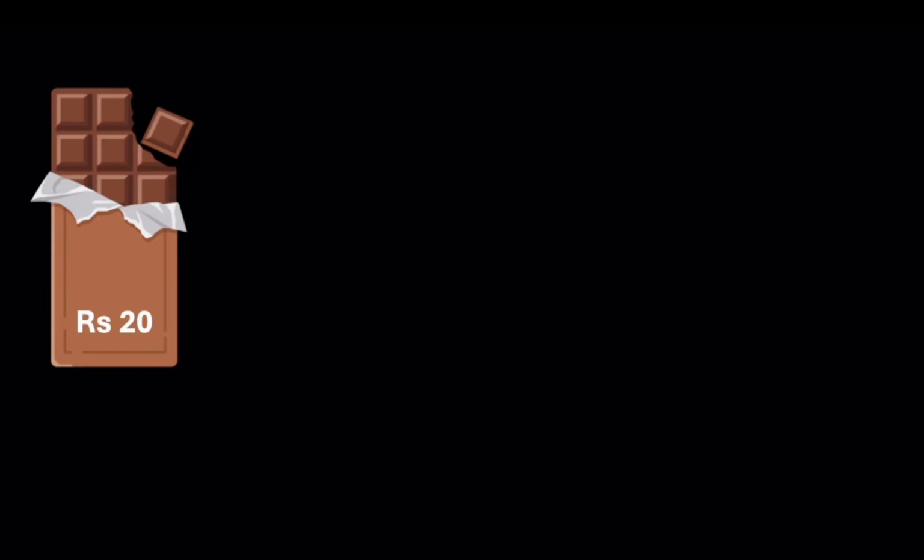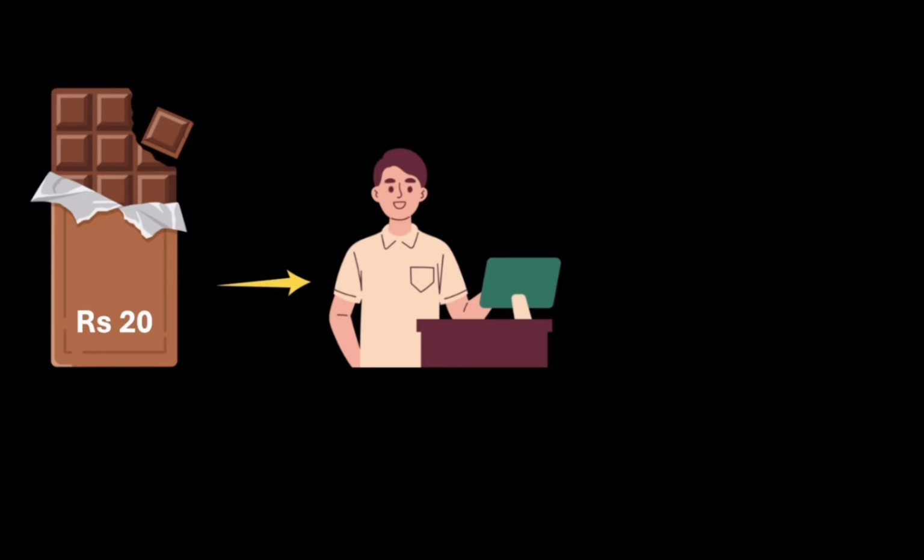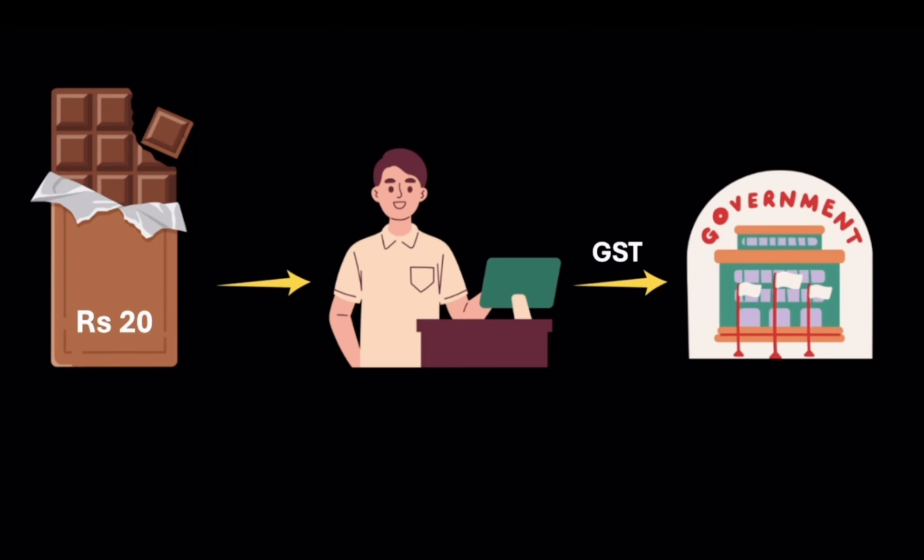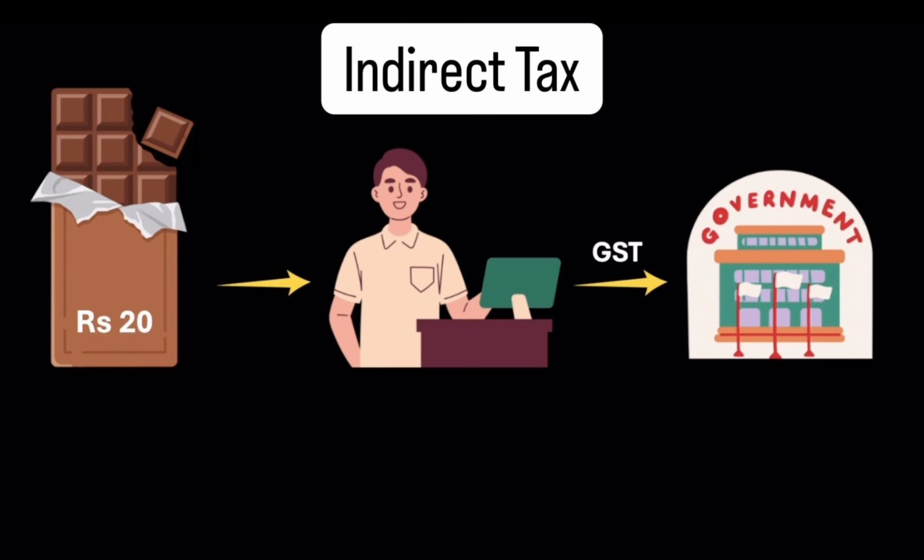Now, imagine you go to buy a chocolate. You pay 20 rupees. But wait, a part of that money is actually tax. Yes, here you are paying the tax, but it is collected by the shopkeeper and then passed on to the government in the form of GST. This is called an indirect tax.